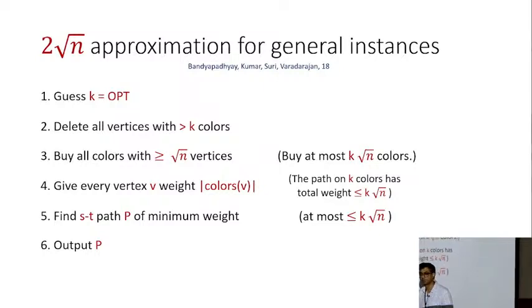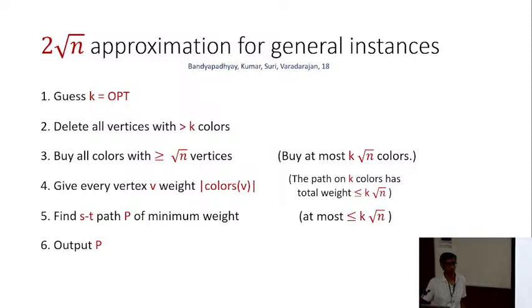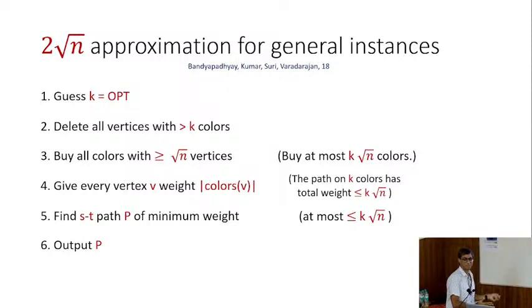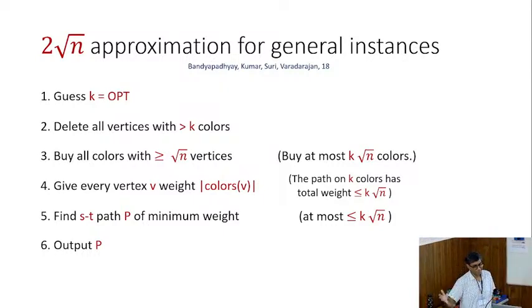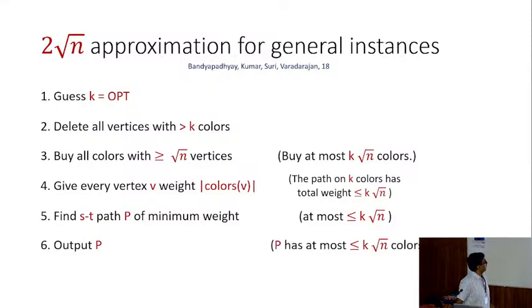So this is the best known approximation for general input. I believe there's a lot of scope for improvement, because this sounds too simple for nothing better to be done. So I thought at least I will tell you, so you can keep it in your head and think about where to go from here. Okay, right? So P had at most k root n colors, and you bought an extra k root n colors, you're happy.